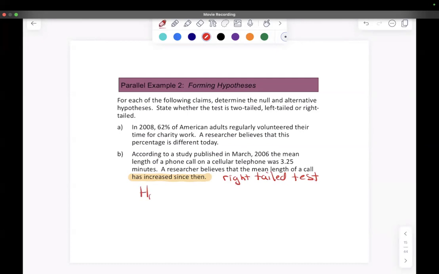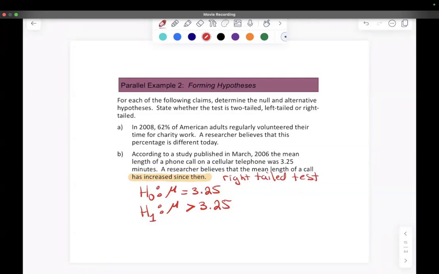So once again, the null hypothesis just states what we were given. So we think that the mean is equal to 3.25. Mu is equal to 3.25. We are saying we believe that the national average is 3.25. We think the population mean is 3.25. My alternative hypothesis: I think it is greater than 3.25. Now, I haven't taken a sample yet. I haven't done anything yet other than make a guess. I believe this is true. That's all I'm saying.